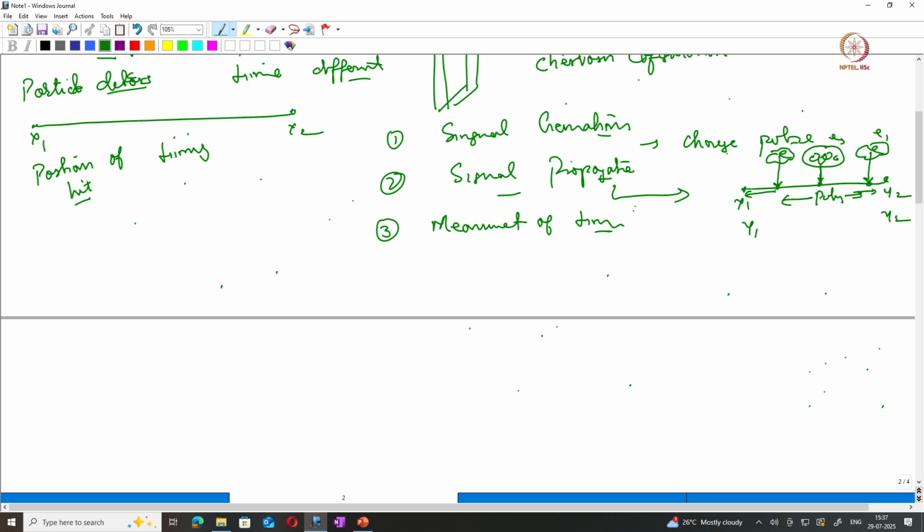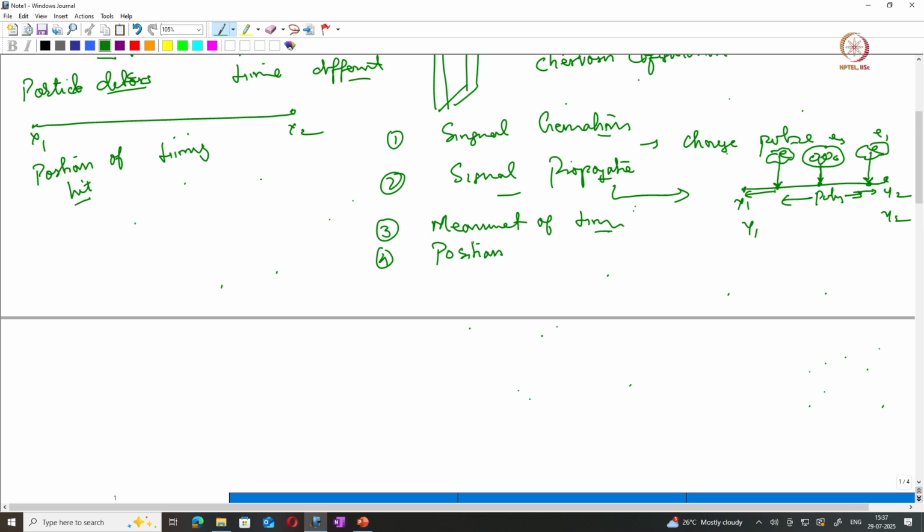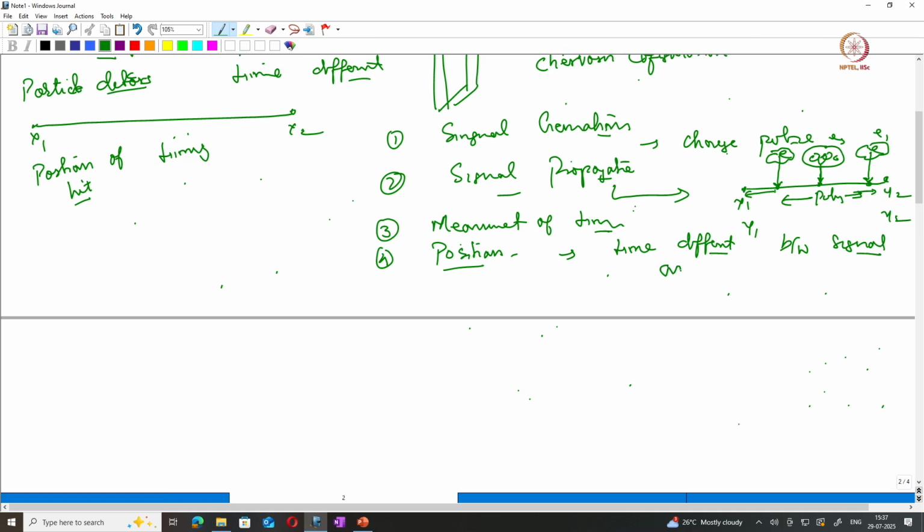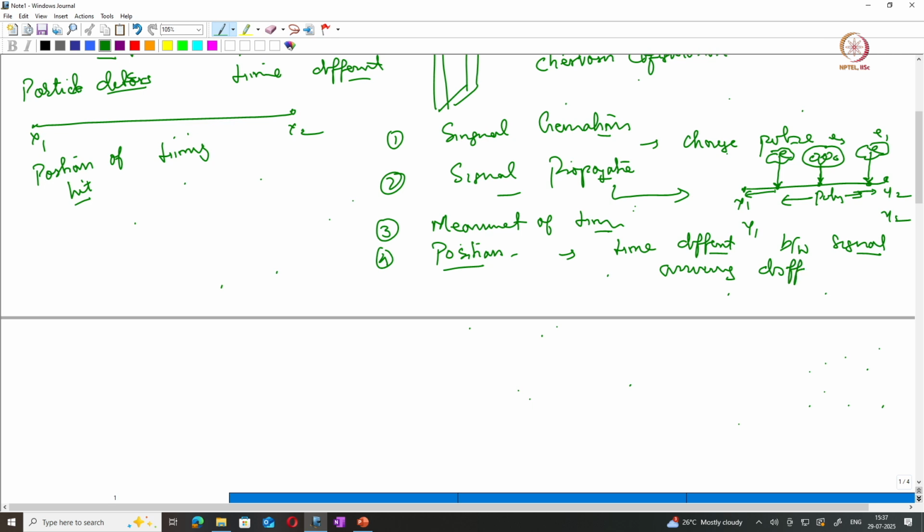So how can we measure? The fourth important function is that it measures the position. It calculates the position by measuring the time difference between the signals that are arriving at different points.